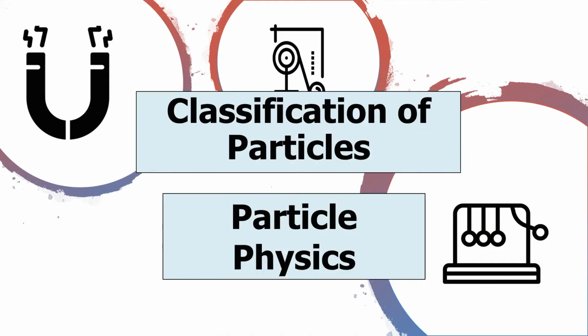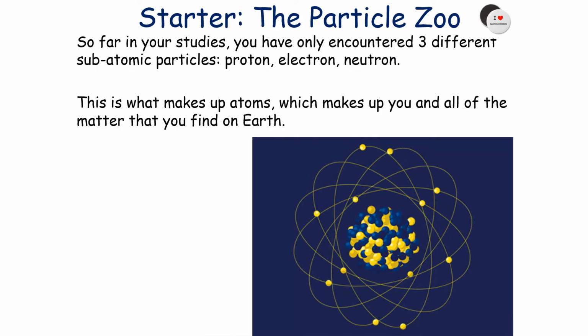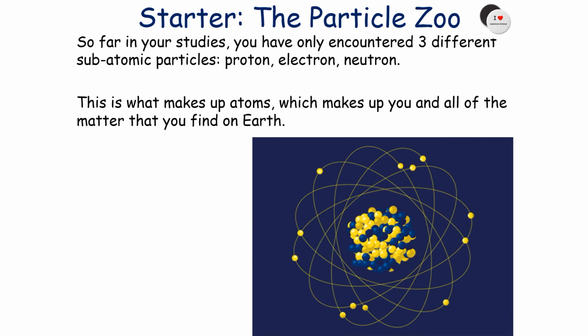Let's now have a look at the classification of particles. Now, in GCSE physics, you understood that there were protons, electrons and neutrons.